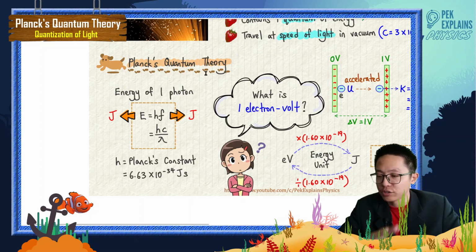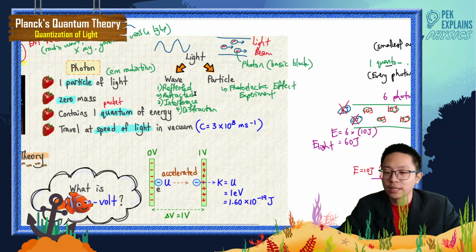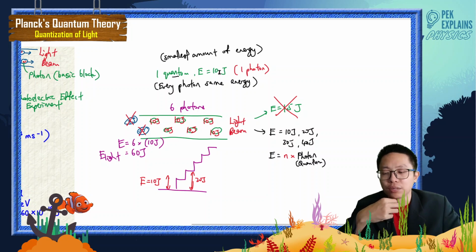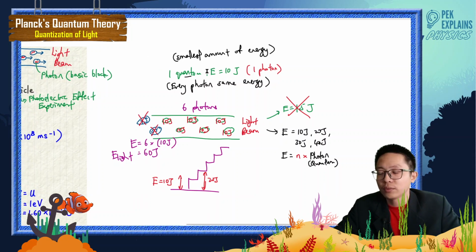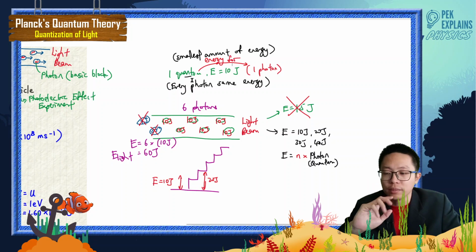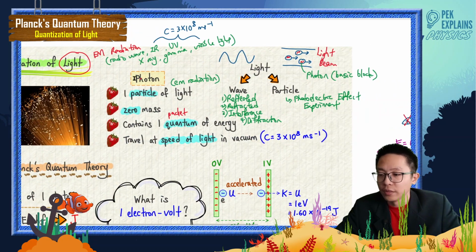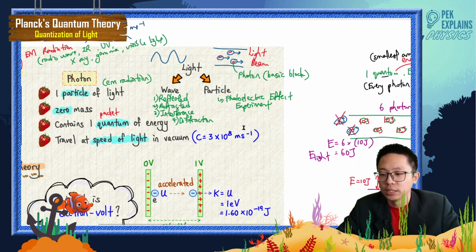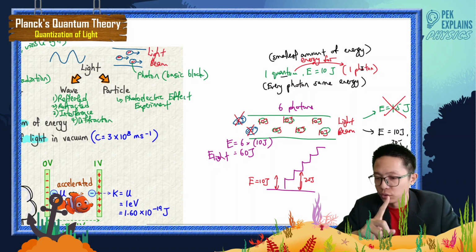So how to actually calculate the energy of one photon? Just now what I gave was just an example, 10 joule. I just gave a value of 10 joule. But how to calculate the energy of one photon? One quantum means the energy for one photon. As I said, a photon has one quantum of energy. So one quantum is actually the energy for one photon.